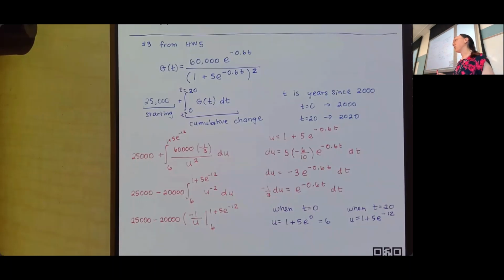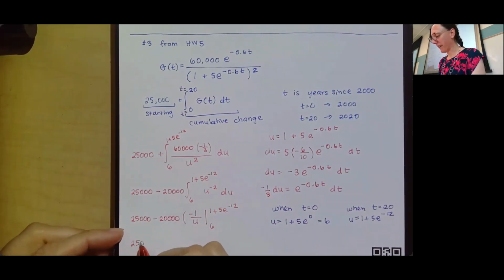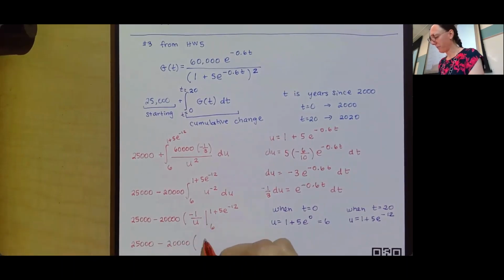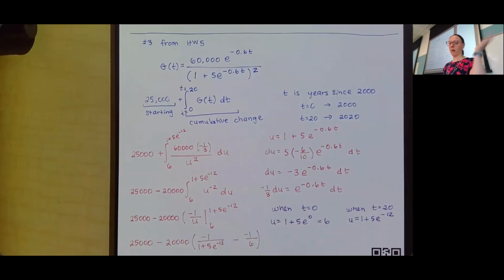When we have a definite integral like this and we're doing a u substitution, we're not going to translate back to x's because we already translated what the endpoints are. So if I've already translated what the endpoints are, translating back is doing extra work. I'm just going to plug in those endpoints. So I would have 25,000 minus 20,000 times, we plug in the top, minus we plug in the bottom. Whatever that is.